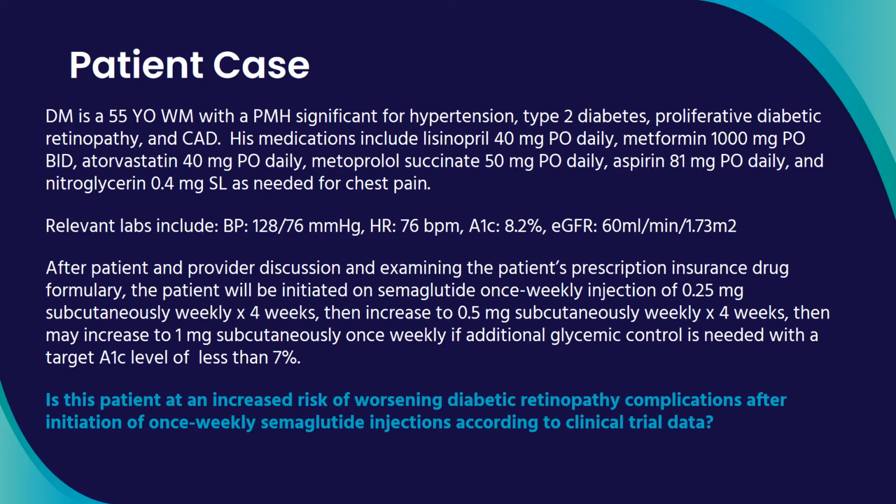After patient and provider discussion and examining the patient's prescription insurance drug formulary, the patient will be initiated on semaglutide once-weekly injection of 0.25 milligrams subcutaneously for 4 weeks. Then increase to 0.5 milligrams subcutaneously once weekly for another 4 weeks. Then they may increase to 1 milligram subcutaneously once weekly if additional glycemic control is needed with a target A1C level of less than 7%.